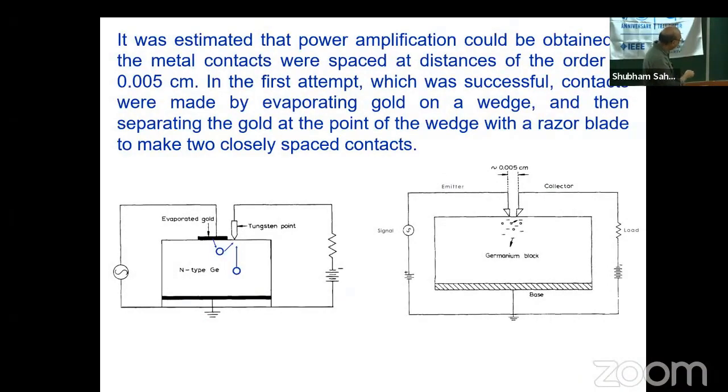They came up with this arrangement of a wedge kind of a thing. I'll show you a diagram. On a wedge, they had electrodes on the left-hand side and right-hand side, and in between they had a gap. And so they were able to create two point contacts, very close to each other. On application of a voltage here, in the first experiment itself, they got amplification. Okay? In the first attempt, which was successful, contacts were made by evaporating here.